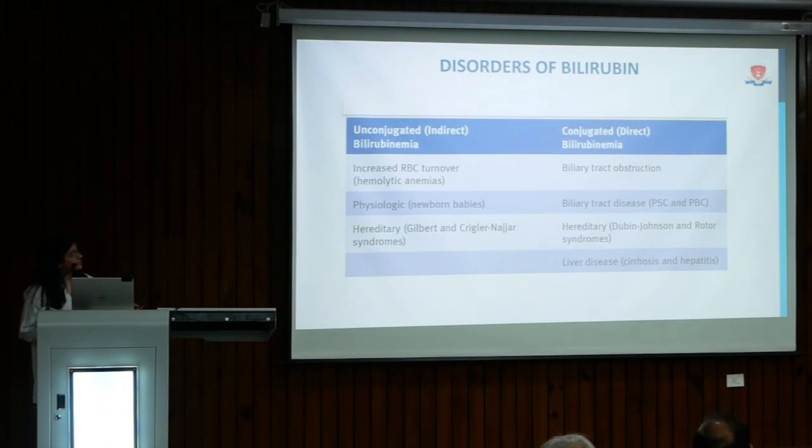In case of increase in the conjugated bilirubin concentration, the following can be its causes: biliary tract obstruction, biliary tract diseases, hereditary, Dubin-Johnson and Rotor syndromes, and liver disease such as cirrhosis and hepatitis.